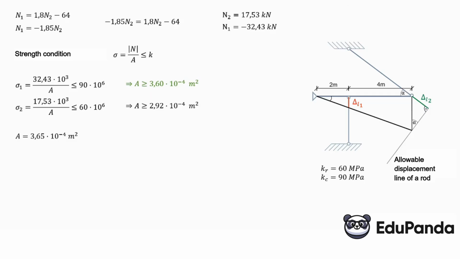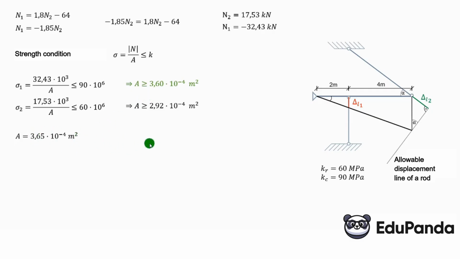3.60, let's assume an area equal to 3.65 times 10 to the power of minus 4 square meters for the area. We remember that it's safer if the area is greater, then smaller stresses and extensions occur, but we also don't want to over-dimension this cross-section. So nothing will happen if we round to 3.65 times 10 to the power of minus 4.